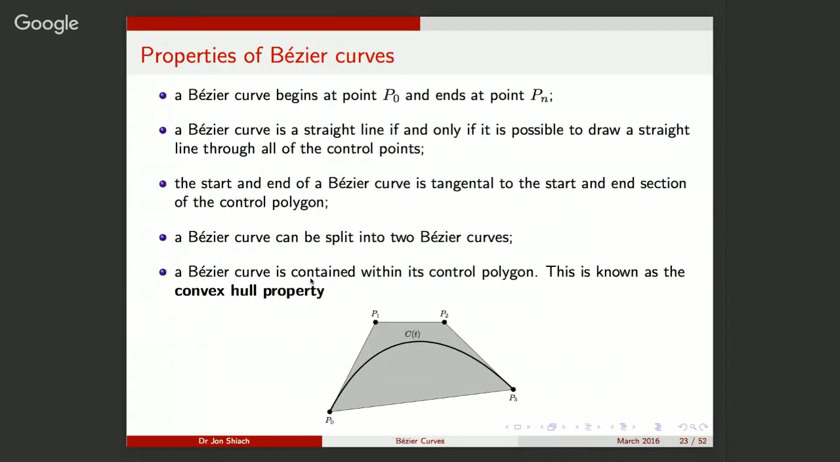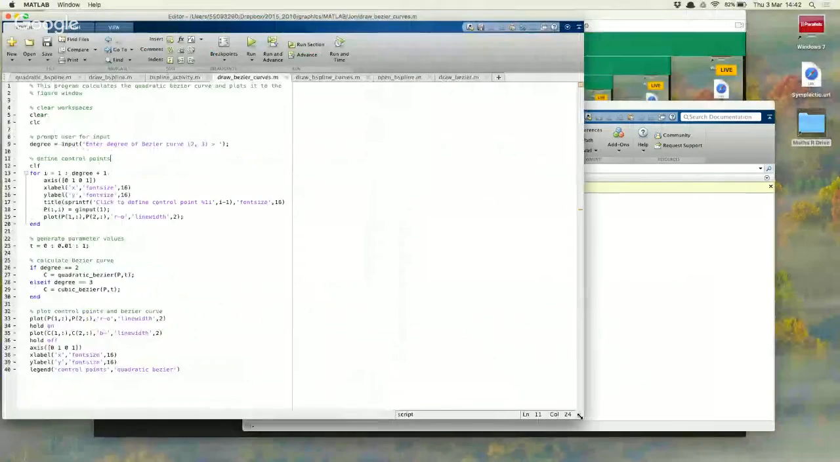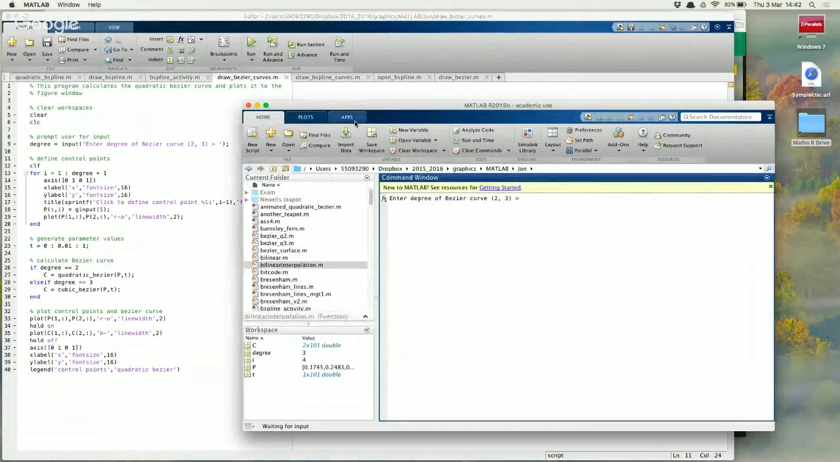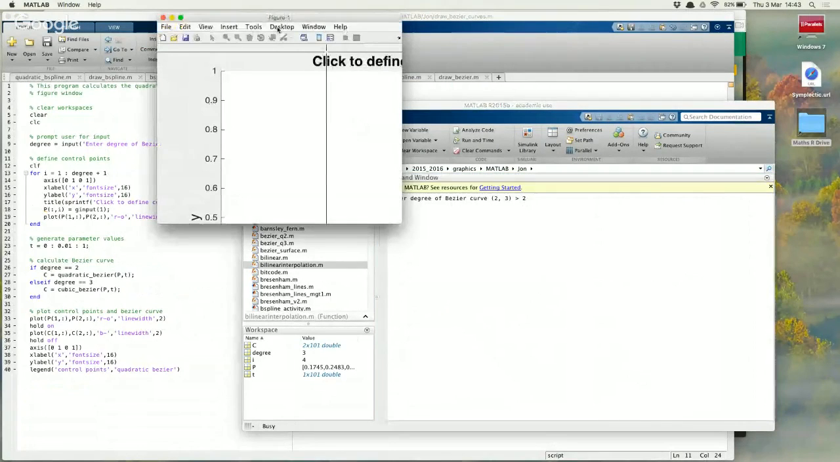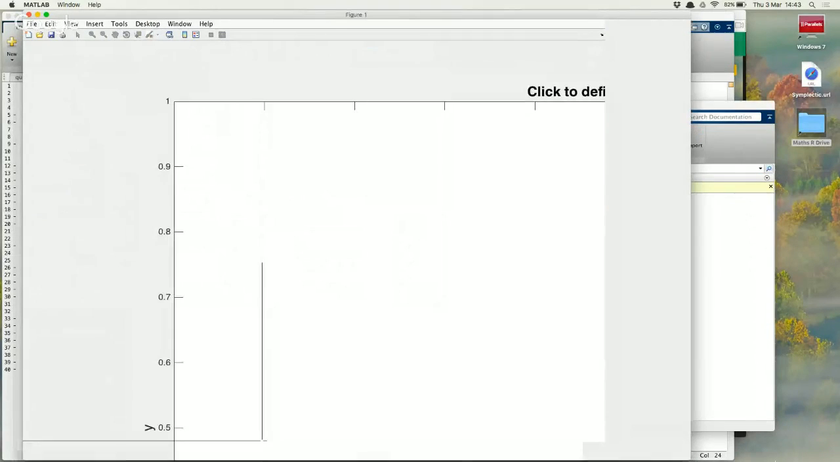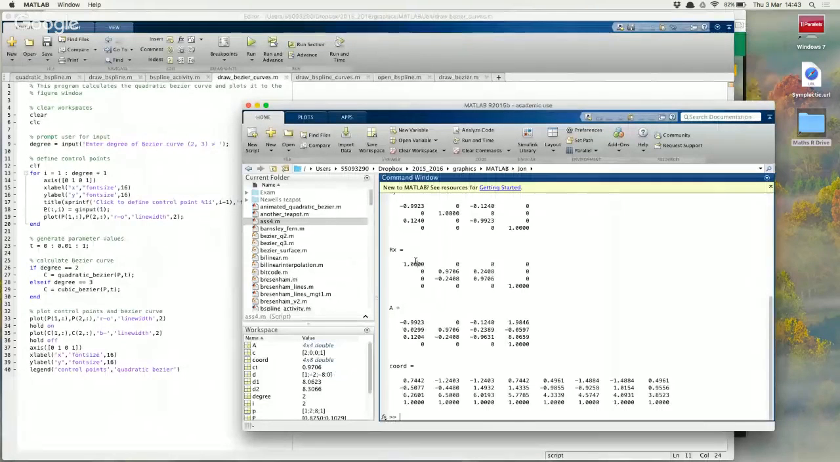In a minute, I'm going to show you that in action. Actually, I'll do that now. I've preloaded that in. What I'm going to do is just draw some quadratic Bezier curves. I don't know why that's zoomed in. I'm going to just start that again.